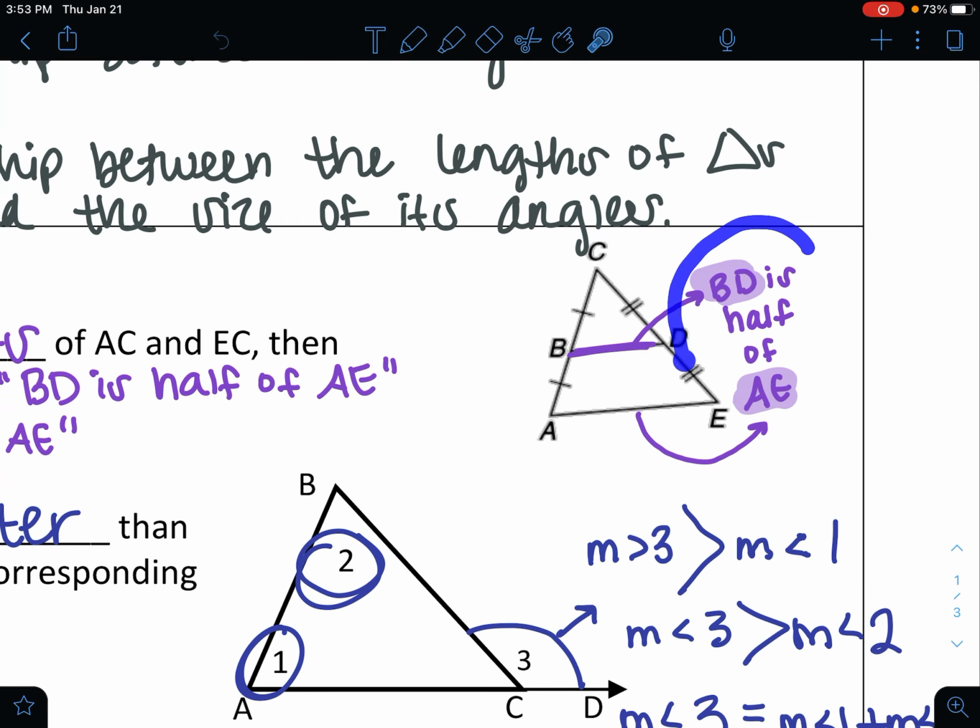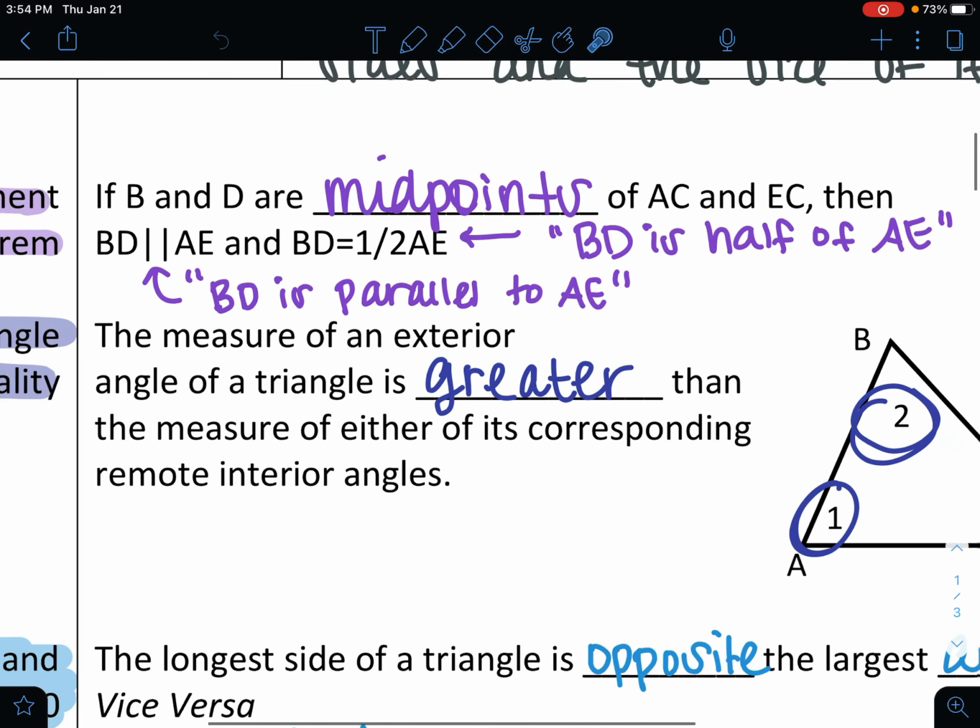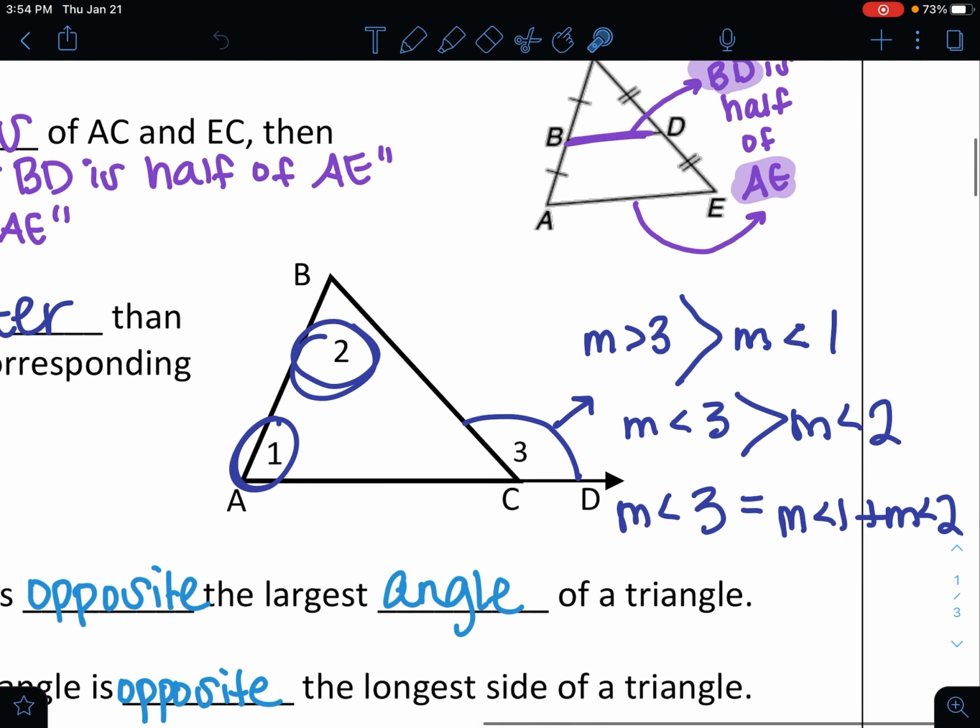Okay. Exterior angle inequality. The measure of an exterior angle of a triangle is greater than the measure of either of its corresponding remote interior angles.